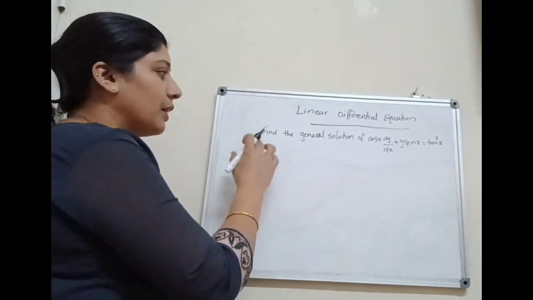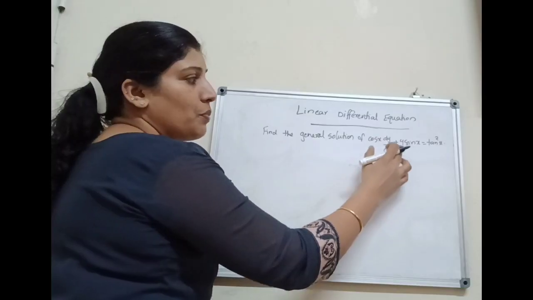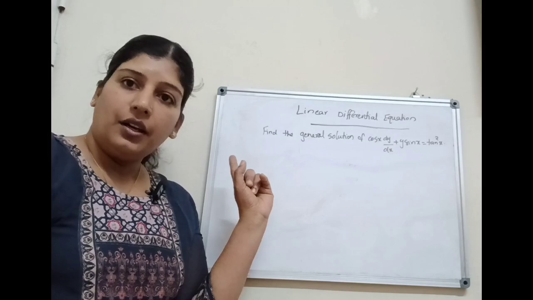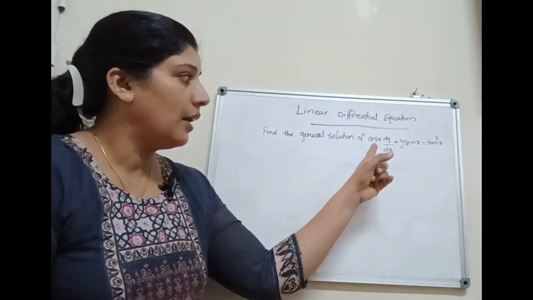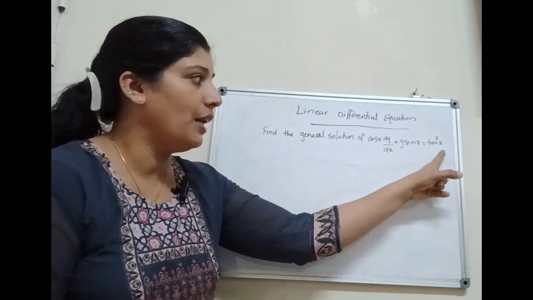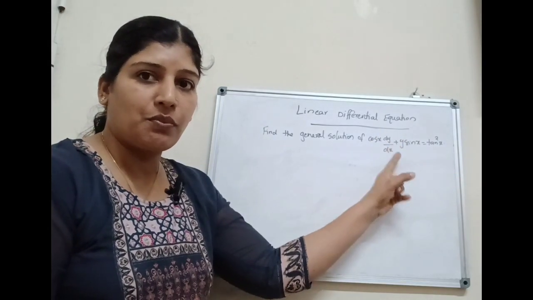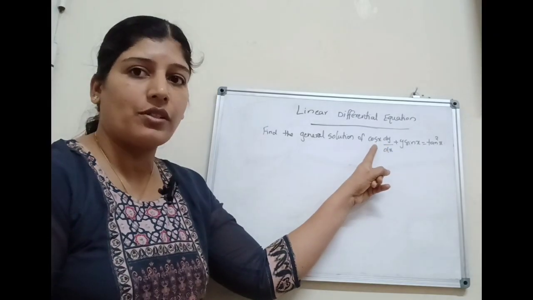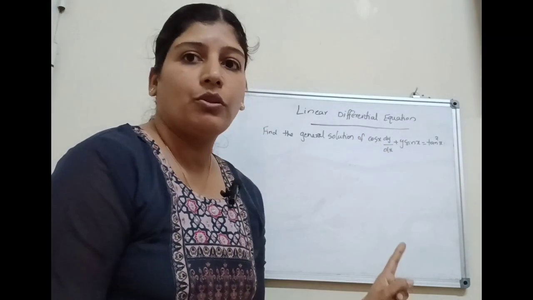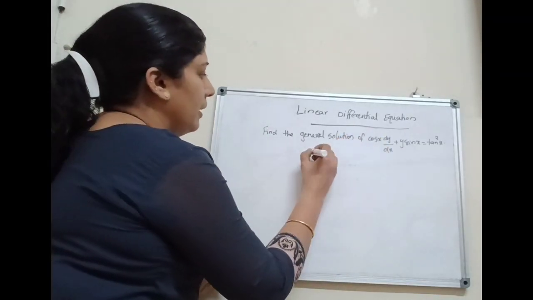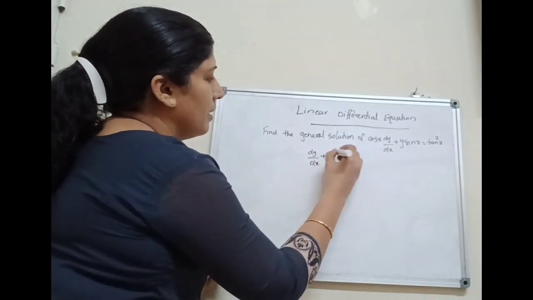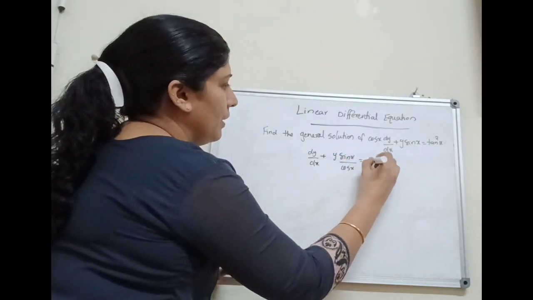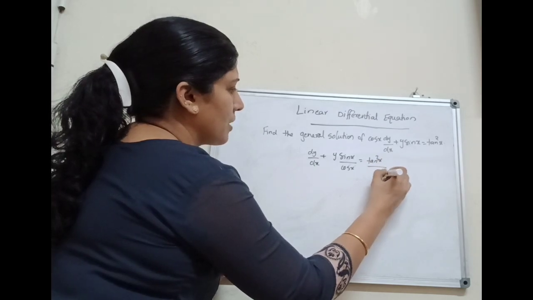Next question. Find the general solution of cos x into dy by dx plus y sin x equal to tan square x. First we have to change this into a linear differential equation. Now here cos x into dy by dx plus y sin x equal to tan square x. It can be changed into dy by dx plus py equal to q. In this case, the coefficient of dy by dx is cos x. Therefore, we have to divide this equation throughout by cos x. Therefore, dy by dx plus y sin x by cos x equal to tan square x by cos x.